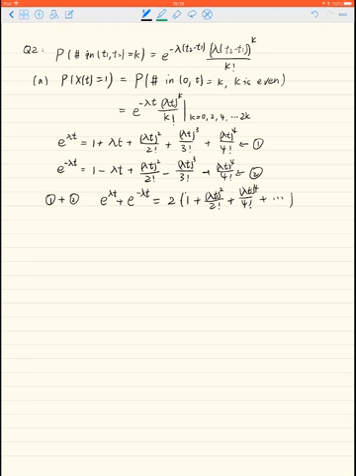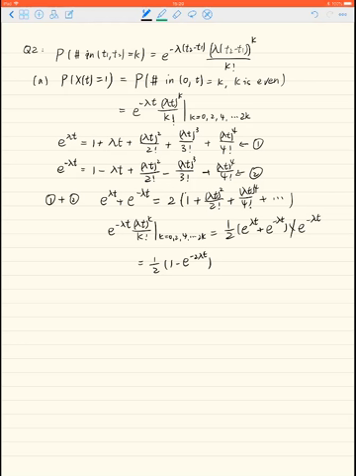1 plus (lambda t) to the power of 2 over 2 factorial and so on, the even terms. And now we can simply know that the sum of (lambda t) to the power of 2k over (2k) factorial, for k equals 0 to infinity, equals 1/2 times (e to the power of minus lambda t plus e to the power of lambda t) times e to the power of minus lambda t. And the answer should be 1 divided by 2 times (1 minus e to the power of minus 2 lambda t). And that's the answer of the first question.